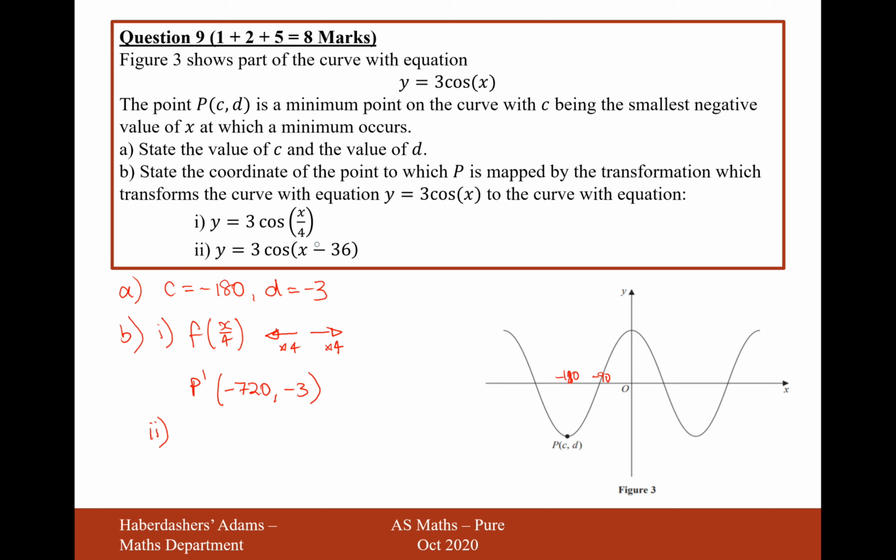And for this one here, this is going to be moving it right by 36, so it was at minus 180, now we move it right by 36, so that's going to be minus 180 add 36, that's minus 144, and once again the minus 3 hasn't moved, so it's still going to be at minus 3 on the y-axis.